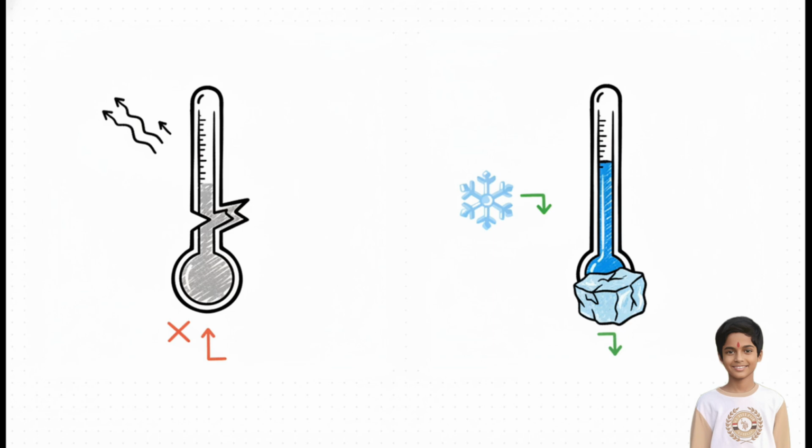Now, why might we use an alcohol thermometer instead? Well, alcohol can measure way lower temperatures. We're talking all the way down to a freezing minus 115 degrees Celsius. Plus, it's cheaper and way less harmful.